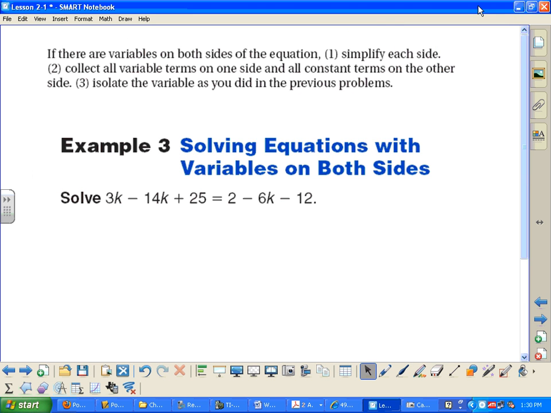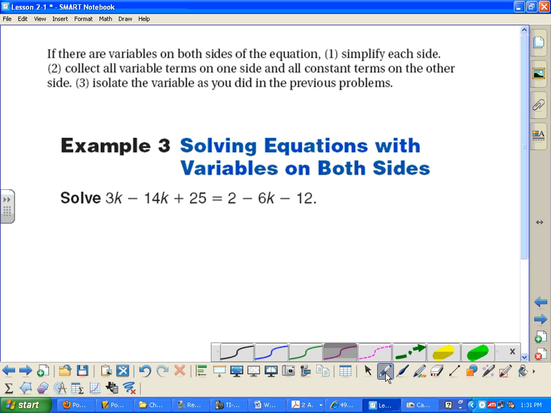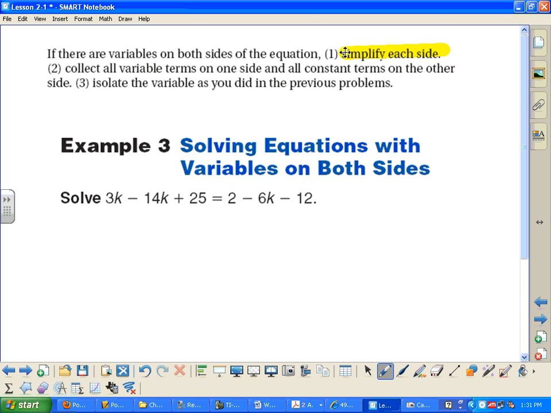Okay. Variables on both sides. One thing we want to do, first of all, if we have variables on both sides, is look to see if anything needs to be simplified on one side or the other. So our first step is going to be to simplify each side. Then we're going to collect all variable terms on one side and all the constant terms on the other. And then isolate the variable we want to find.